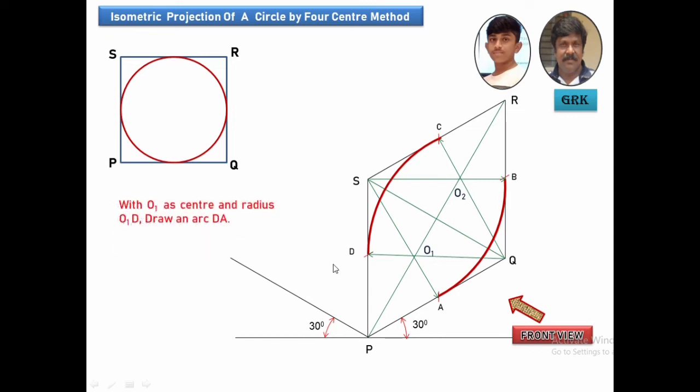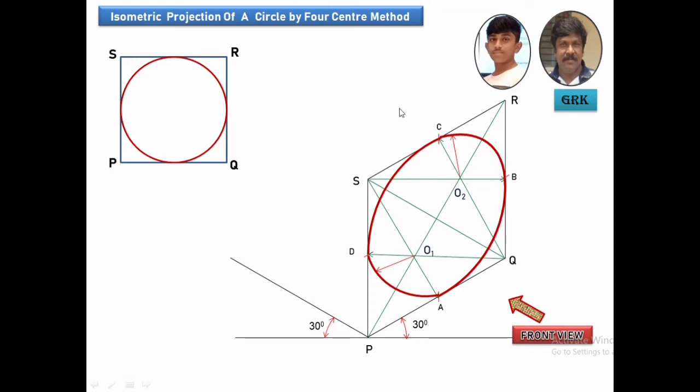With O1 as center and O1D or O1A as radius, draw an arc DA or AD. Draw this arc. O1 is the center, O1D is the radius. You want to draw the arc. Similarly, with O2 as center and O2C or O2B as radius, you draw an arc to get CB or BC, whatever you call.